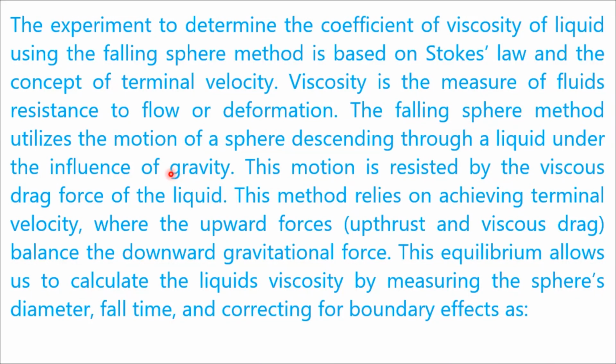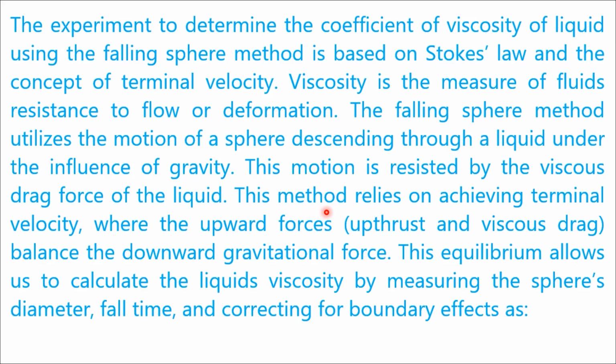The falling sphere method utilizes the motion of a sphere descending through a liquid under the influence of gravity, which is the downward force acting on the sphere due to its mass. And this motion due to gravity is actually resisted by the viscous drag force of the liquid. This viscous drag force is that force opposing the sphere's motion through the liquid due to the liquid's viscosity.